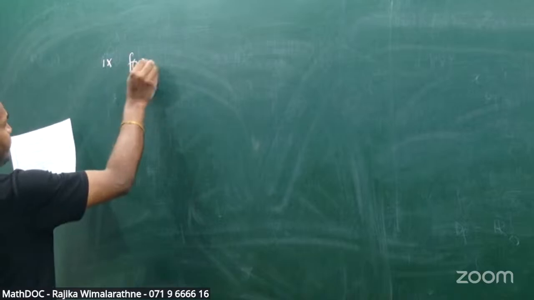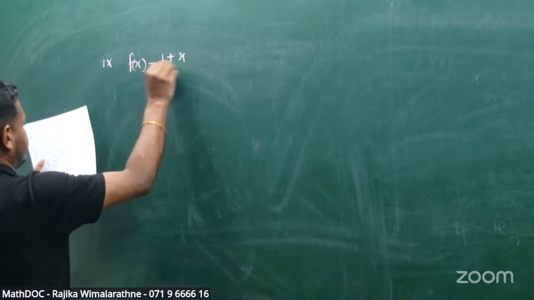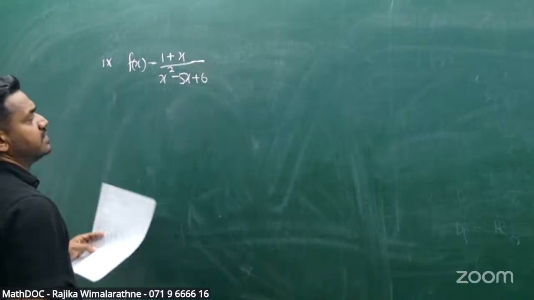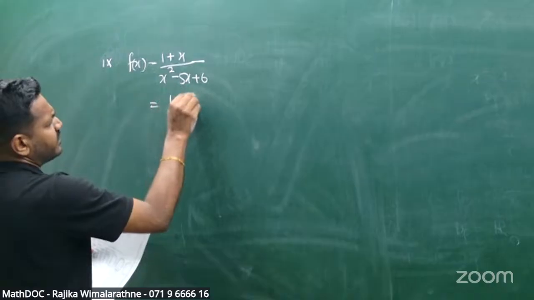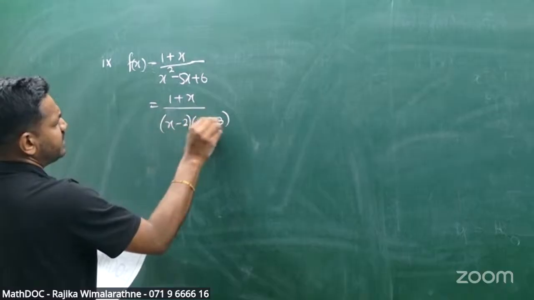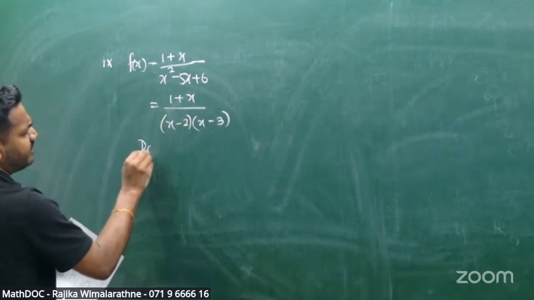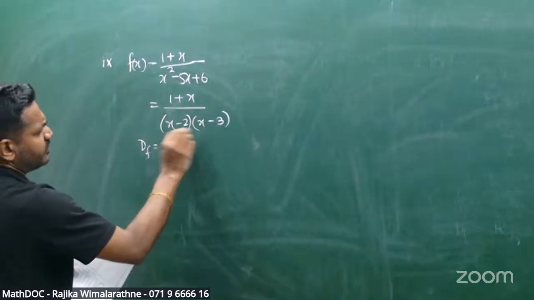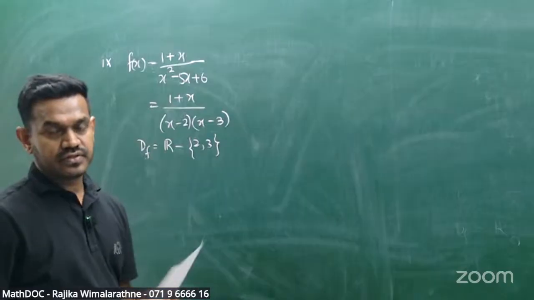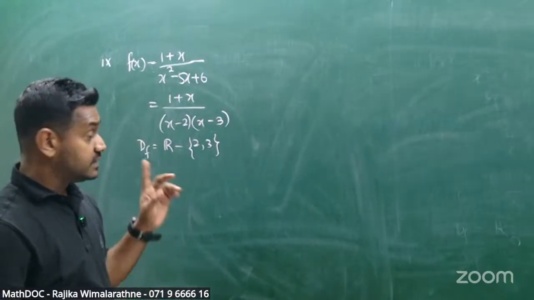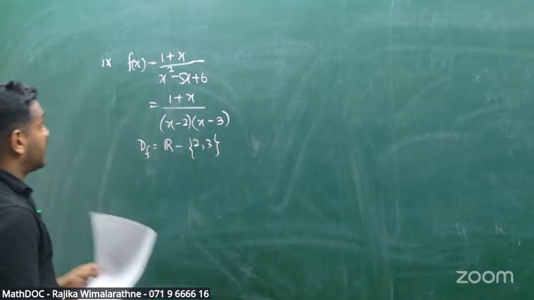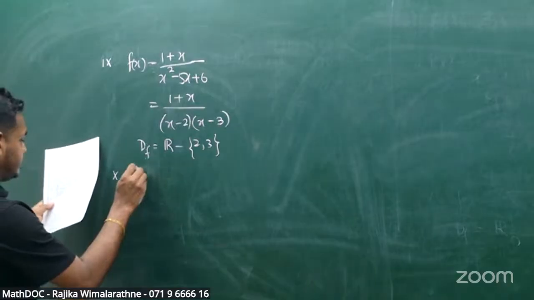f(x) = (1 + x) / (x² - 5x + 6). Here you factorize: (x - 3)(x - 2). Then for the domain, real values, you remove the denominator zeros. Don't worry about numerators. Then you just think about denominator zeros and eliminate those. Then, check your answers.